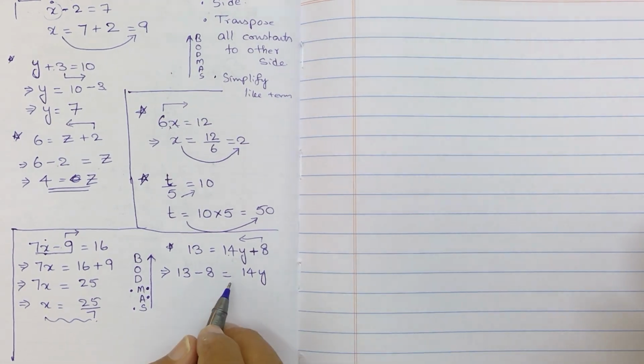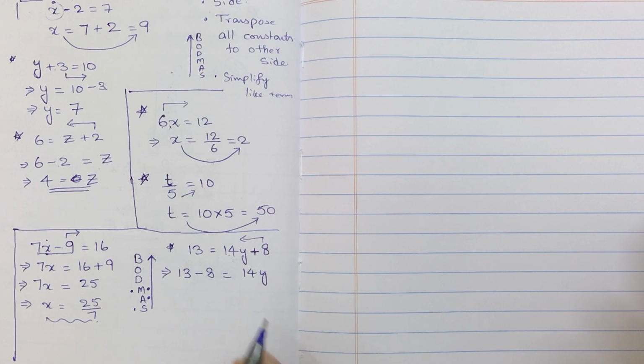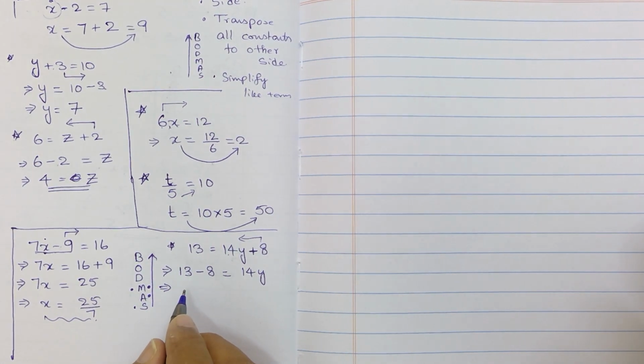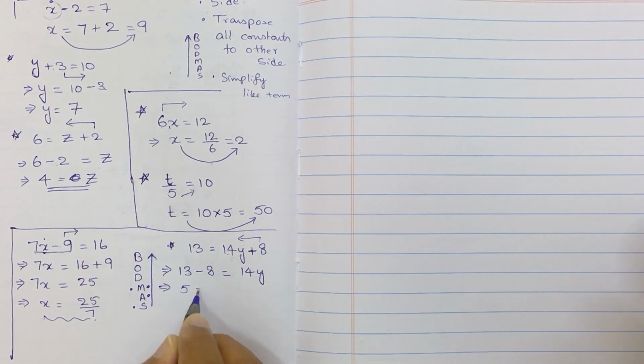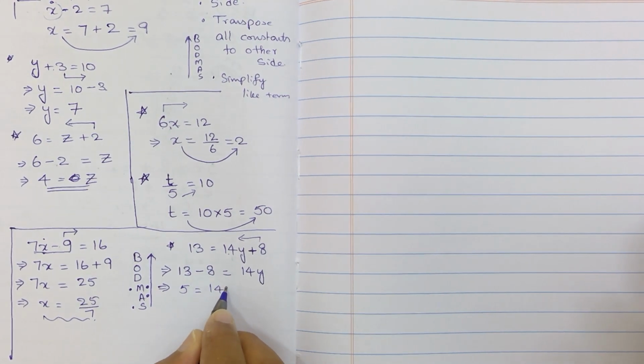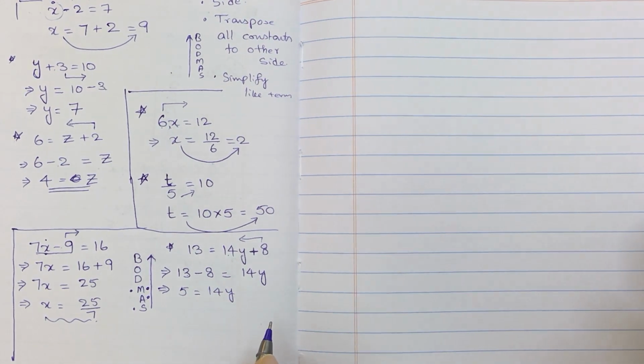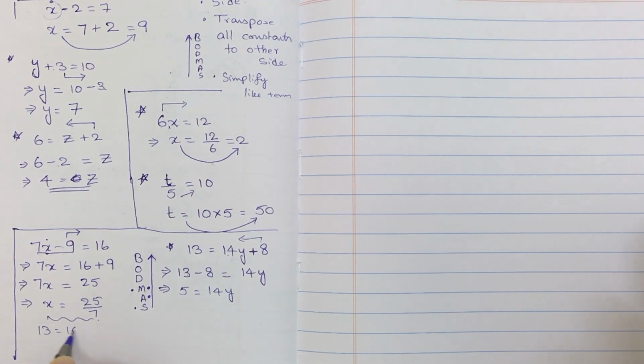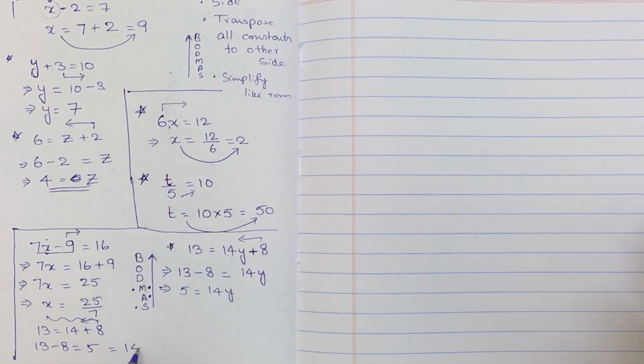See, this should be the step, and that implies 13 minus 8, 13 minus 8 is 5. 5 is equal to 14y. You have to write like this. Some students, for example, 13 is equal to 14y plus 8. When they transpose, they write 13 minus 8 is equal to 5 is equal to 14y.